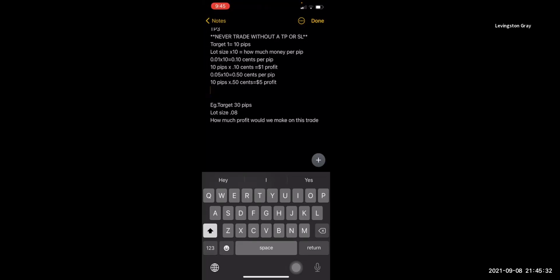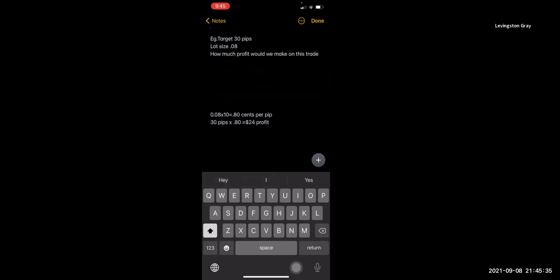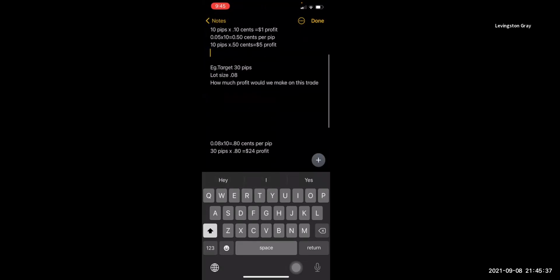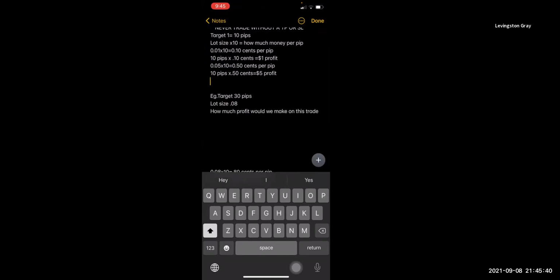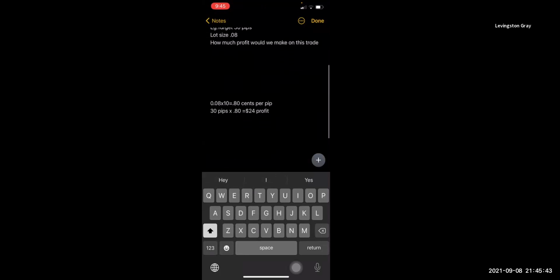Okay, all right. Now let's break it down. Let's look at the example above. We always multiply the lot size times 10. So 0.08 times 10 gives us 80 cents per pip. Does everybody see that so far? Once we find out that it's 80 cents per pip, we multiply 30 pips times 0.80, which would give us $24.